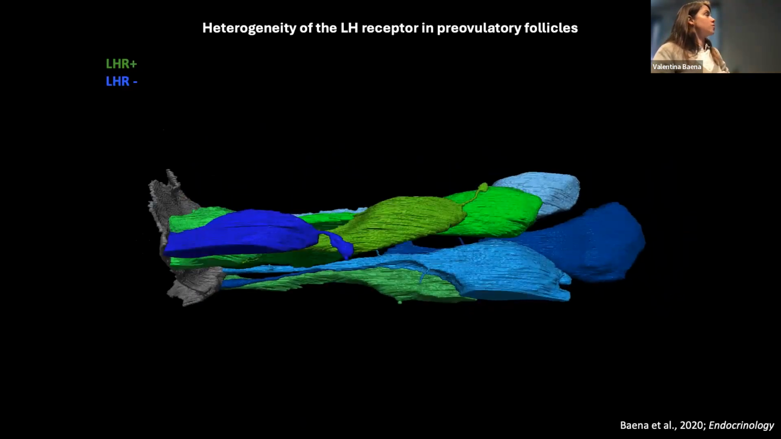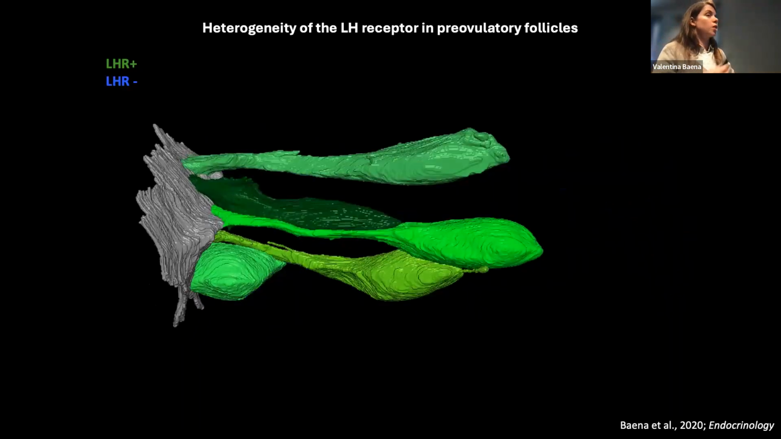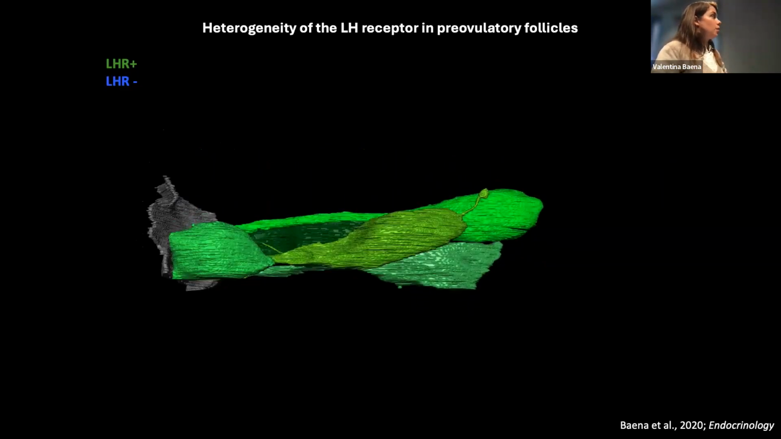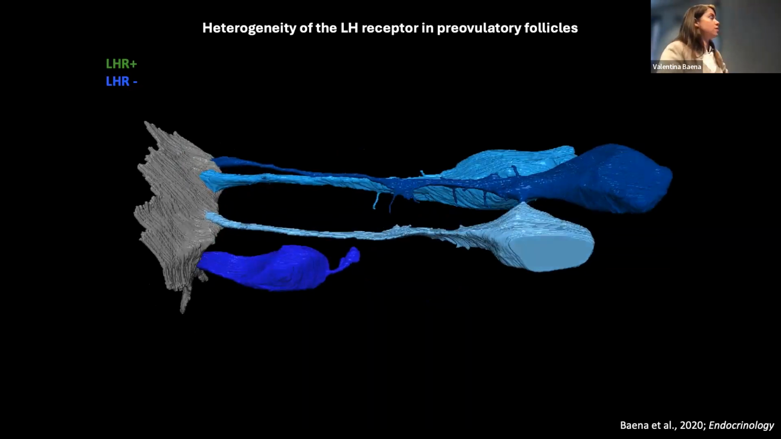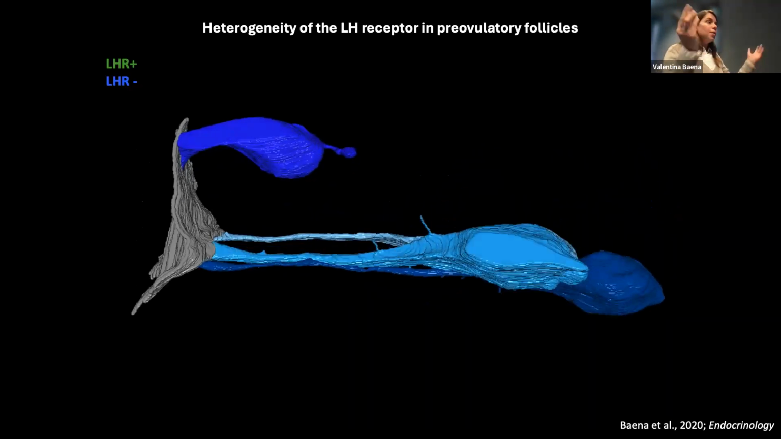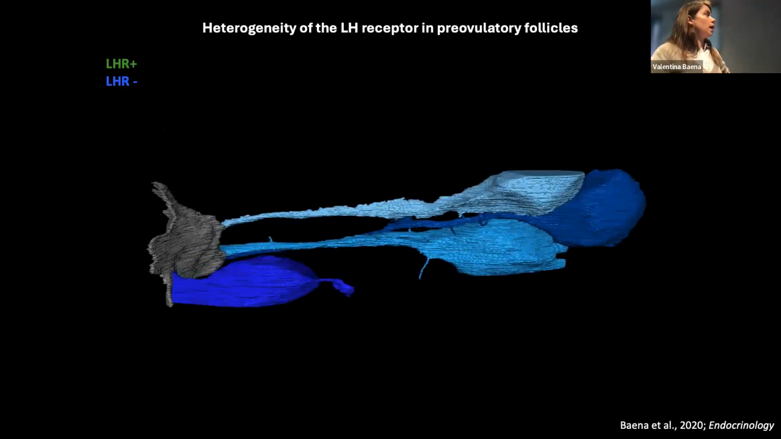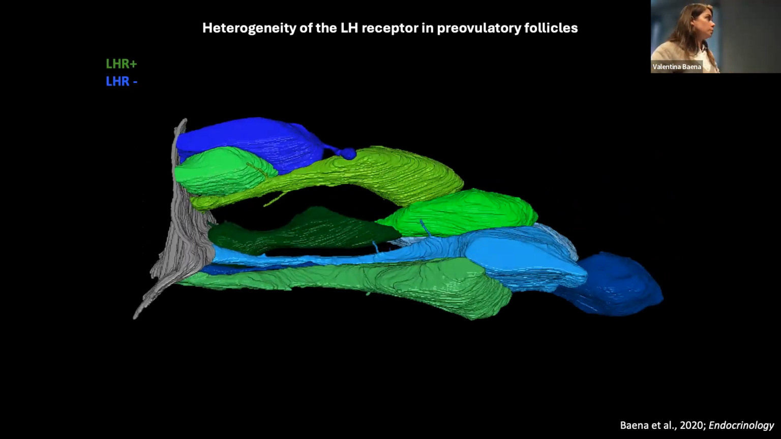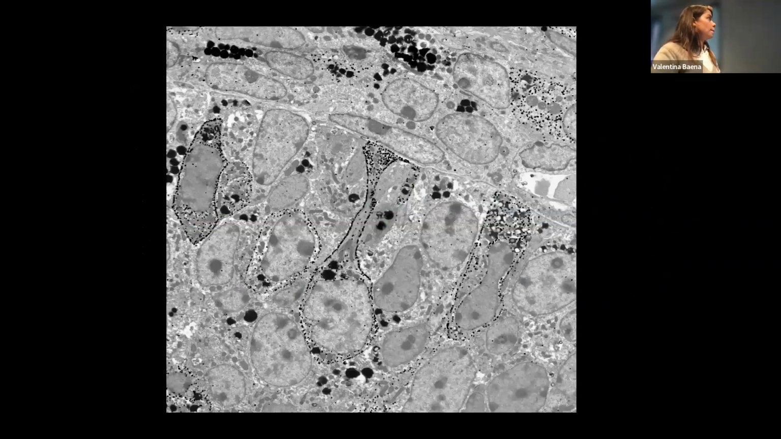So it was actually surprising to see that there is heterogeneity in the expression of the LH receptor. We were not expecting this at all. We could see that here in green is cells that are expressing the receptor, and in blue cells that aren't, and they're right next to each other. We haven't yet discovered why some cells express it and some cells don't, but this was a good start.